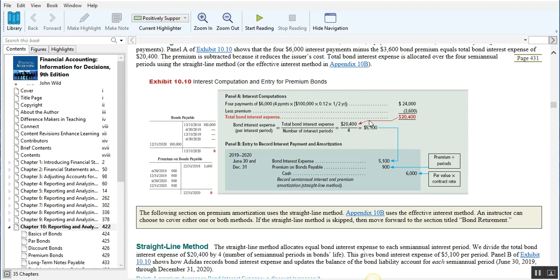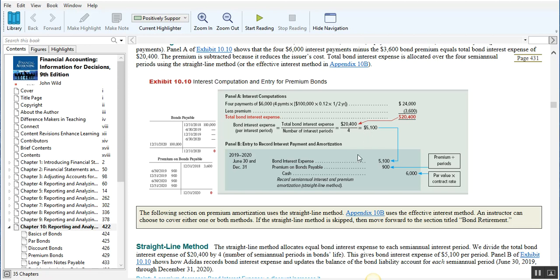So when we get around to the actual calculation, the amortization, we're going to have the calculation of the interest, which at 12% for 2 years is $24,000. We subtract out the $3,600 premium because we received more than what we were issuing for, and we have a net interest expense to be amortized of $20,400. We use the same method here, and then we wind up with a 6-month interest expense number of $5,100.